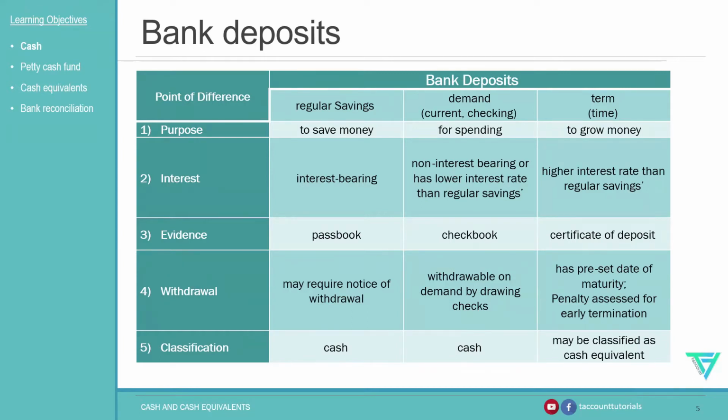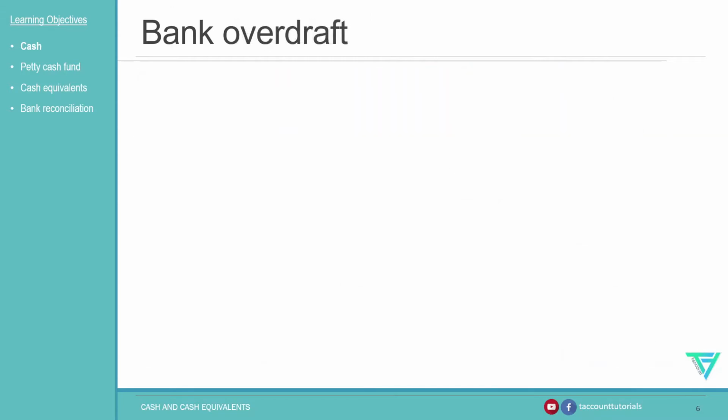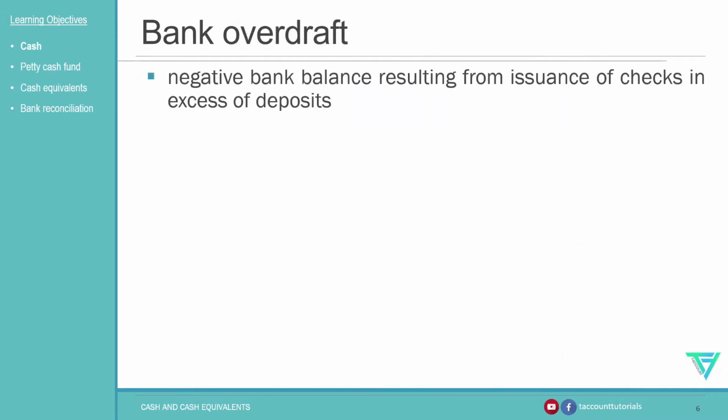There may be an instance that a bank account has a negative balance. In accounting, we call it bank overdraft. An overdraft is a negative bank balance resulting from issuance of checks in excess of deposits. So what's the accounting treatment for bank overdraft?